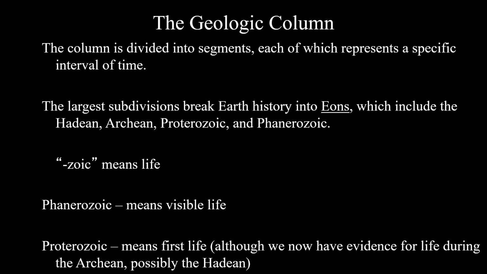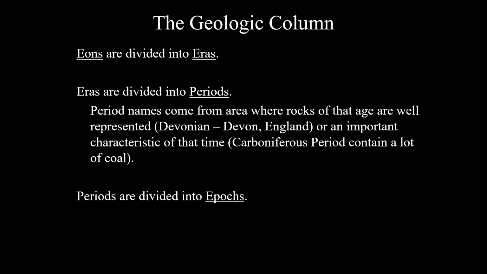Proterozoic means first life, although we actually now know that we have evidence of life in the Archean and possibly even in the Hadean. The eons are divided into eras, and the eras are divided into periods, and the periods are divided into epochs. This is going to be way more information than we need, but I do like to focus on a few of the eons and a few of the eras, so I just like to introduce it, and you'll see anytime that we have some of these graphics, there'll be periods and epochs.